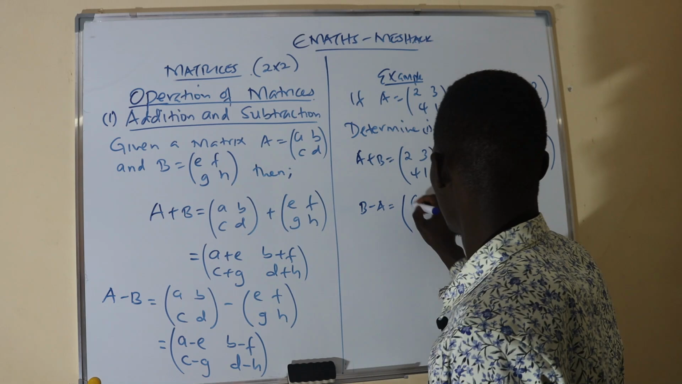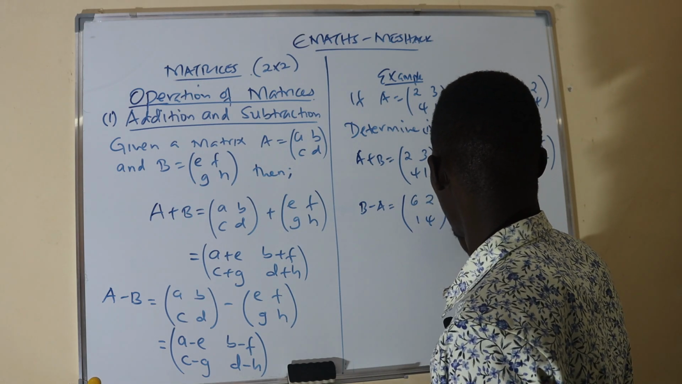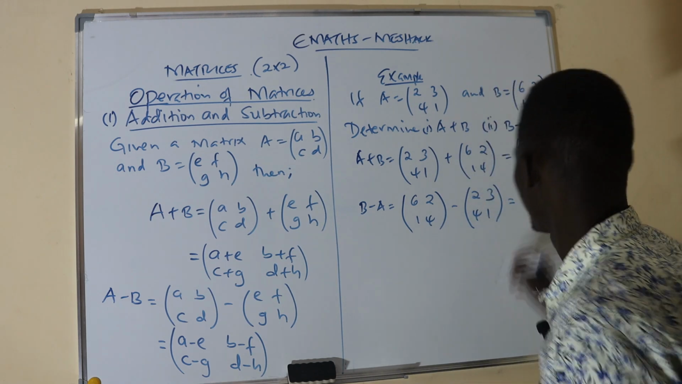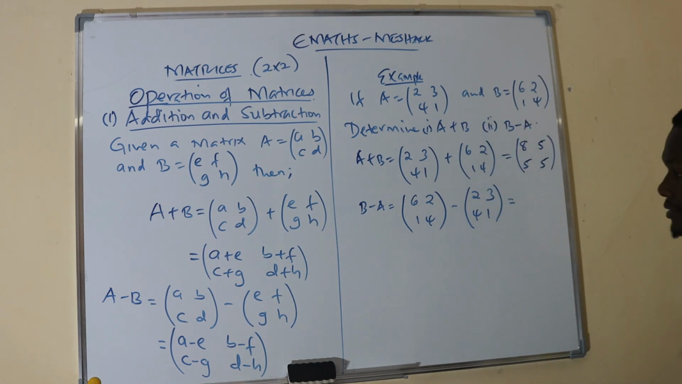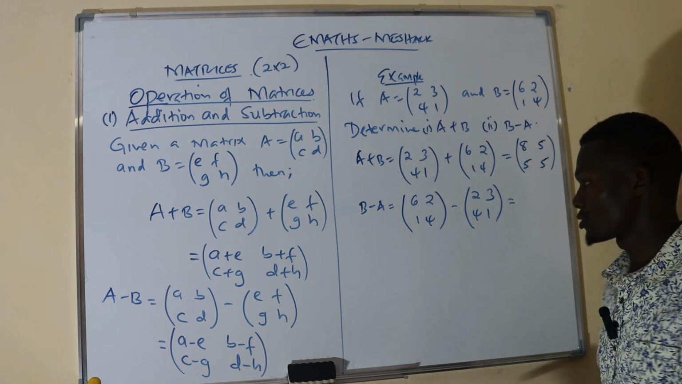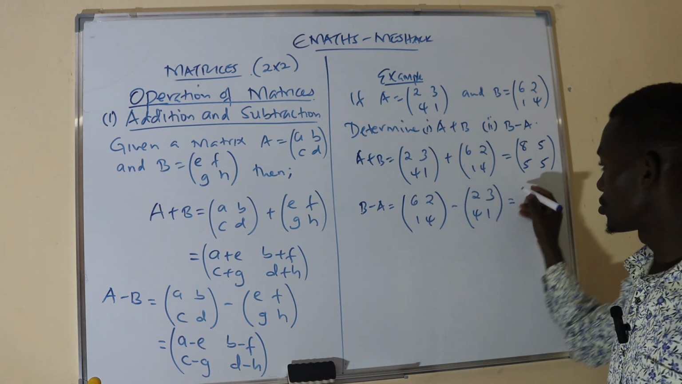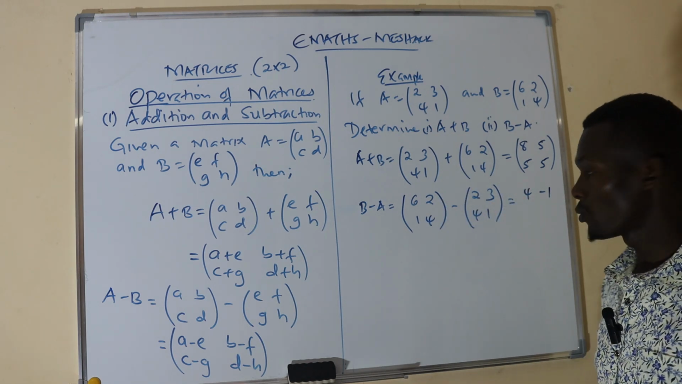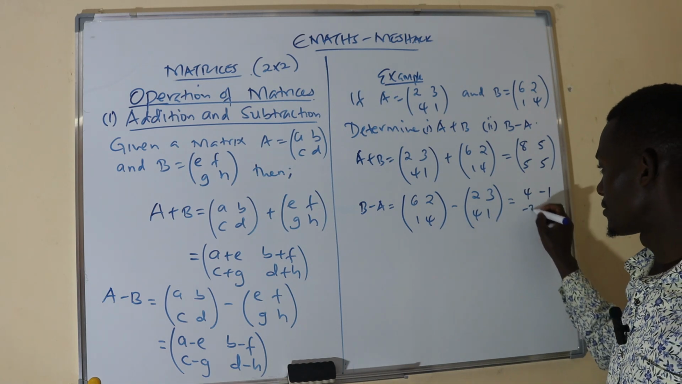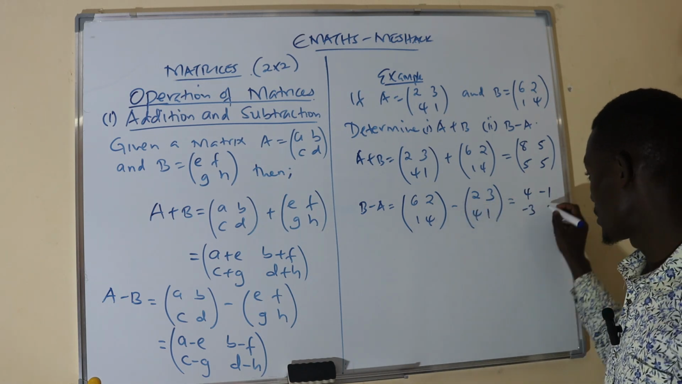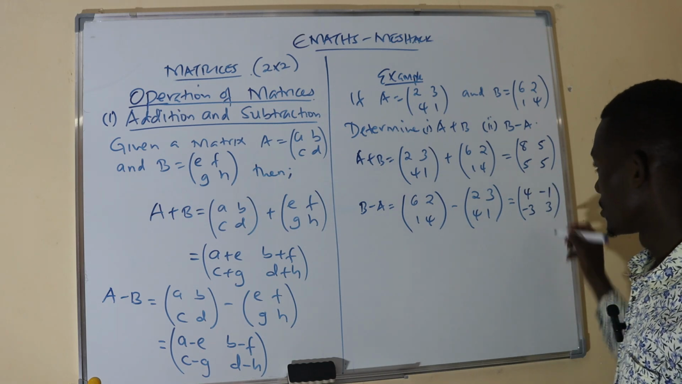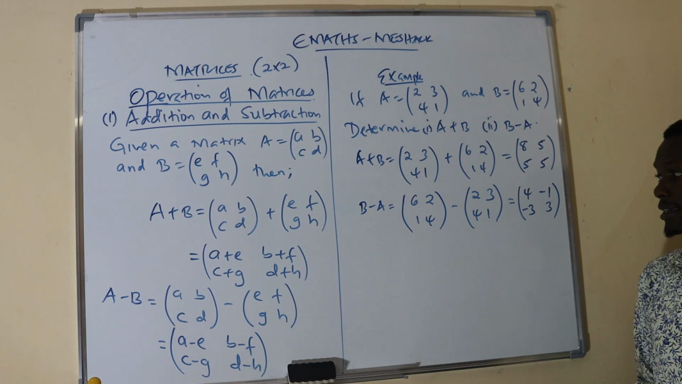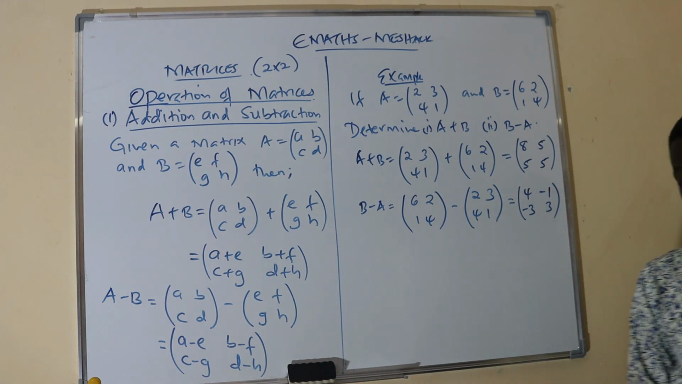So we have our matrix B, 6, 2, 1, 4. Then you have our matrix A, which is 2, 3, 4, 1. All right. Again, the same procedure applies. Subtract elements in the same position. So 6 minus 2 shall give us 4. 2 minus 3 shall give us negative 1. 1 minus 4 shall give us negative 3. And 4 minus 1 shall give us 3. So therefore, when you add and subtract those two different matrices, these are the solutions.